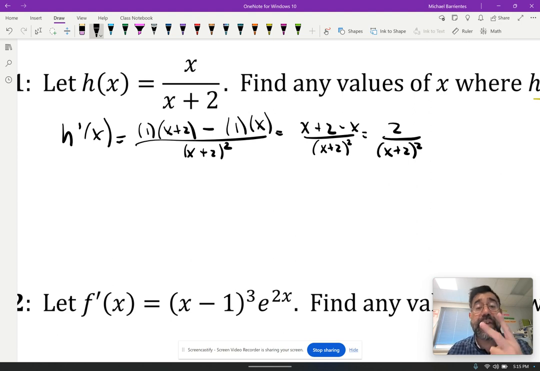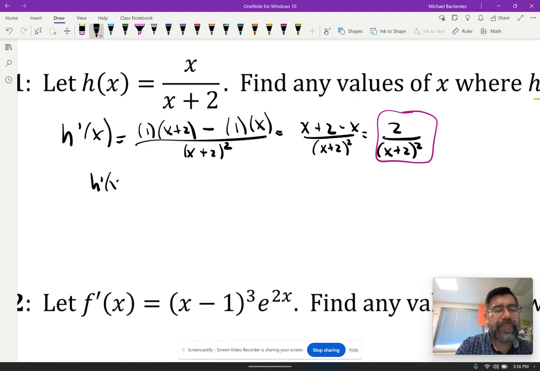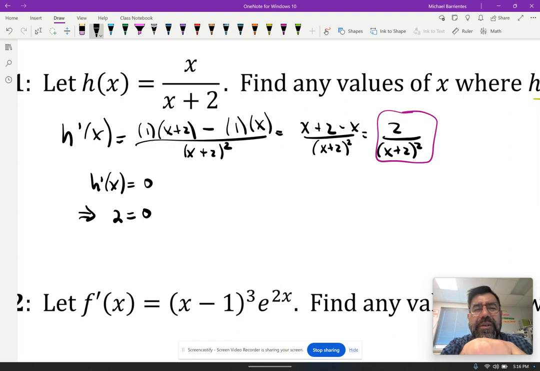Awesome. So I need to do two things. I need to figure out at what x the derivative is equal to 0, and at what x the derivative is undefined. Since we have a fraction, whatever makes the numerator equal to 0 is what makes the whole fraction equal to 0. So if I want to know when h prime is equal to 0, then I should just set the numerator equal to 0. But the question is, when is 2 equal to 0? Never. So there is no critical point that causes the derivative to equal 0.